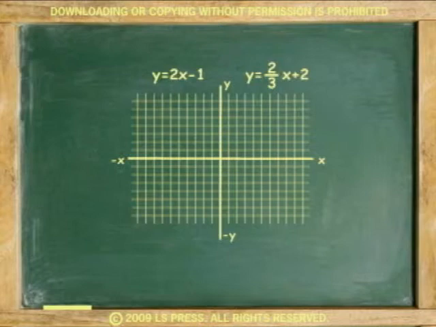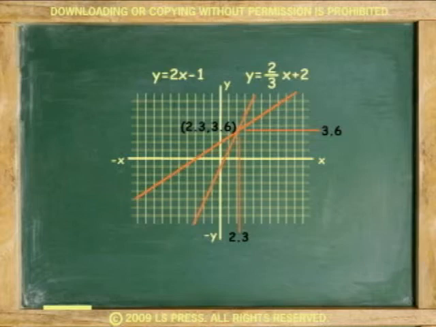The y-intercept for the first equation is at (0, -1), and the slope is 2. The y-intercept for the second equation is at (0, 2), and the slope is 2 over 3. The graph shows the system, and the lines meet at a point at approximately (2.3, 3.6).